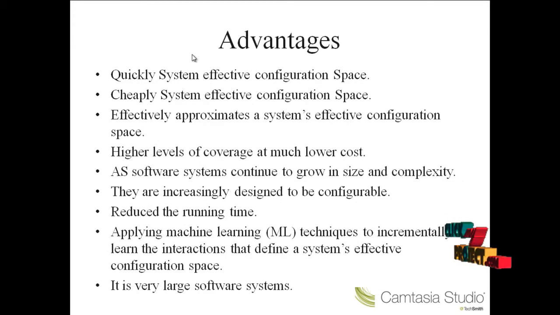The advantages: quickly, cheaply, and effectively approximate a system's effective configuration space, with a higher level of coverage at much lower cost. As software systems continue to grow in size and complexity, they are increasingly designed to be configurable to reduce the running time. Machine learning techniques are applied to incrementally learn the interactions that define a system's effective configuration space. It is a very large software system.